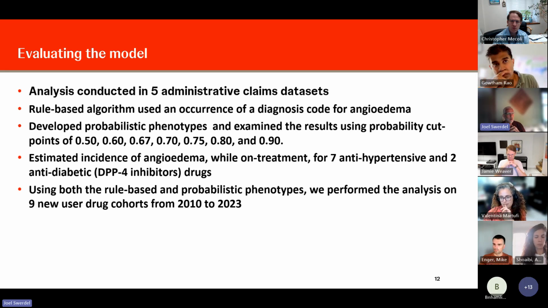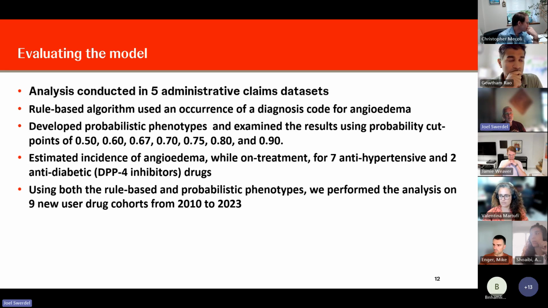And that was sort of a challenge that Martin Schumi put to me when I first proposed this to him. I'll show you what my idea was to test this. For angioedema, a known side effect, an adverse event of antihypertensive drugs, especially ACE inhibitors, we looked at 7 antihypertensive drugs and 2 anti-diabetic drugs, 2 DPP-4s.